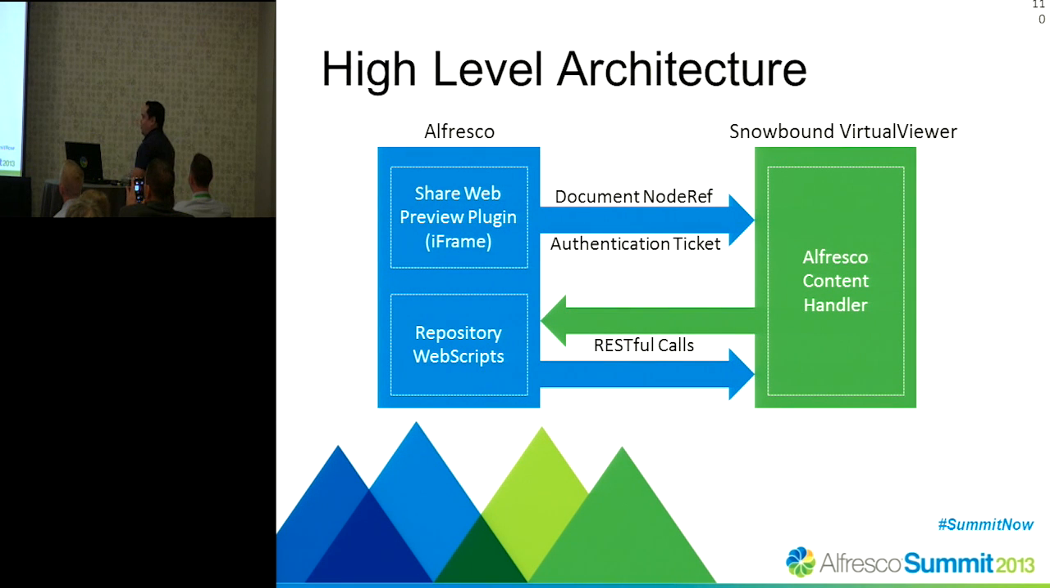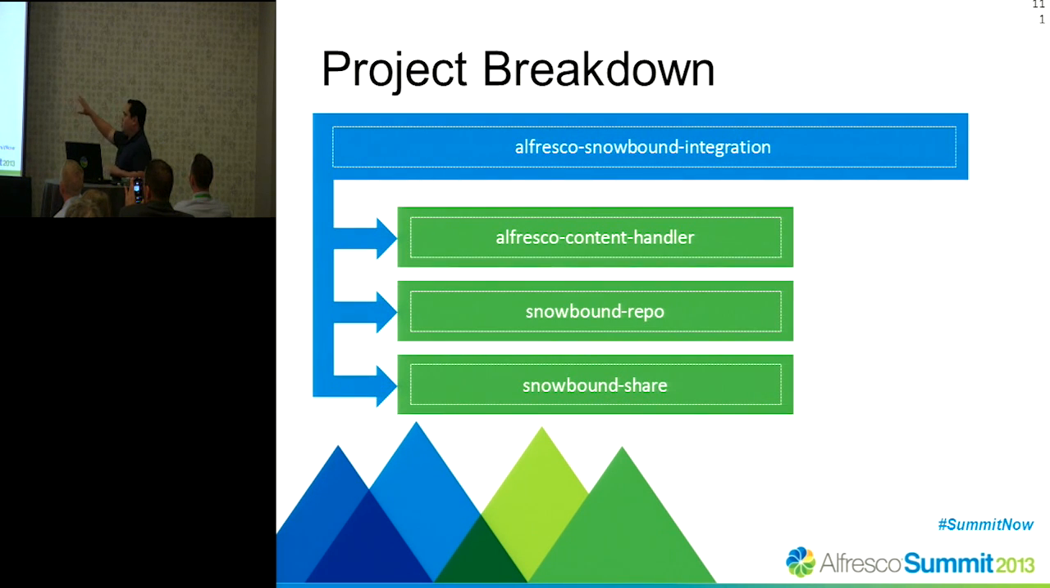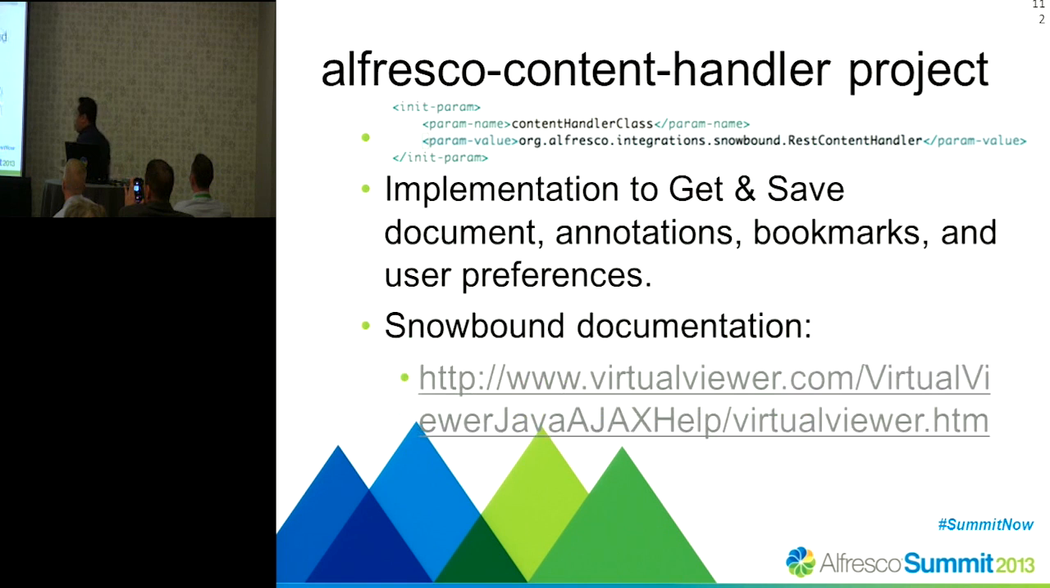High-level architecture. So left-hand side, of course, there's share customizations to drop in the viewer via iframe and the viewer plugin. And also we have the repository layer web scripts. And on the right-hand side, we have a way to consume all the RESTful calls. The project breakdown, we have the Alfresco content handler that's specific to VirtualViewer, Snowbound repo that contains all the web scripts and content models, and Snowbound share that contains all the share-specific customizations.